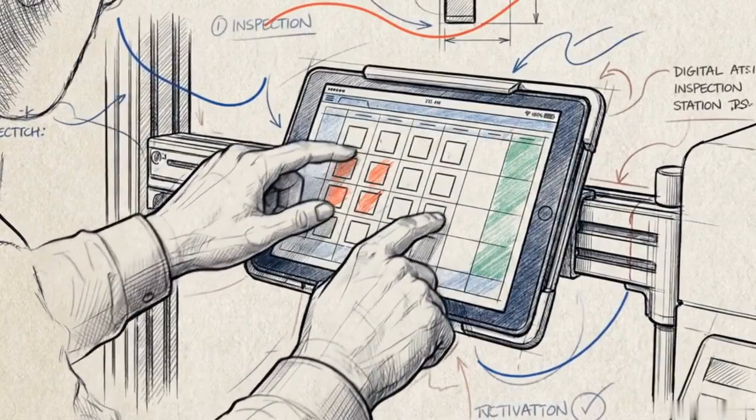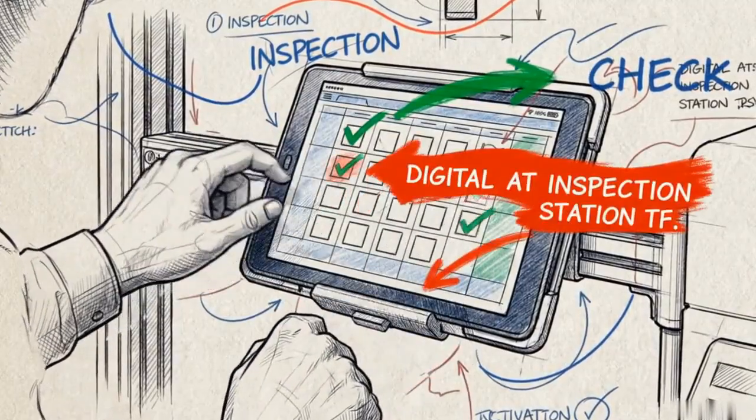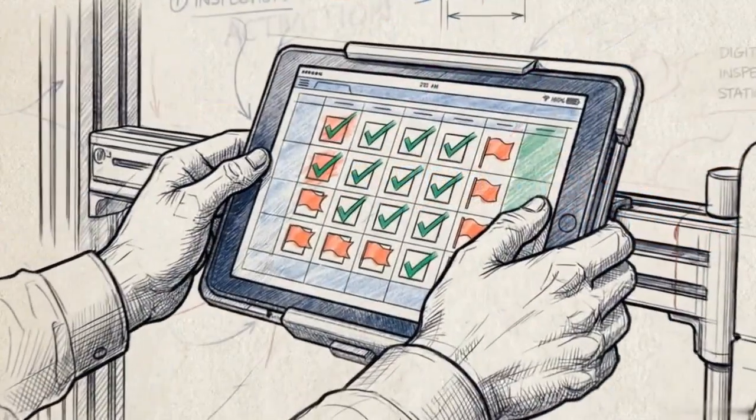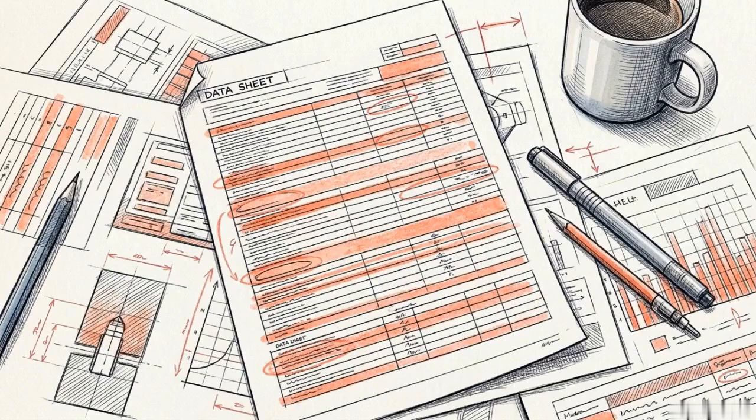This provides a structured way to record observations in real time, ensuring we have a set of hard facts to look at later. As inspectors examine the watches, they record every failure into specific categories, such as scratches, dents, or software errors. Over a week, these simple tally marks create a clear map of our problem. Now we have a list of several different defects.